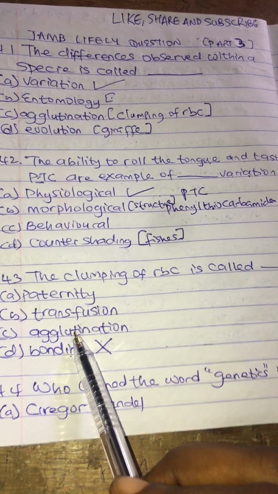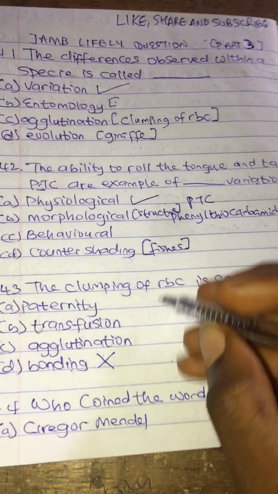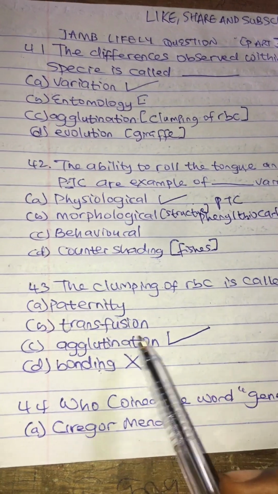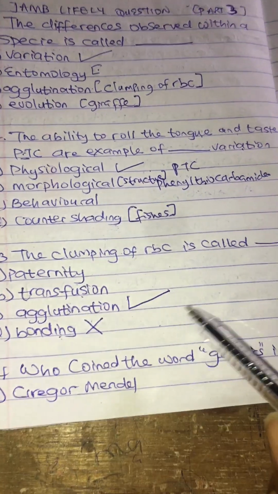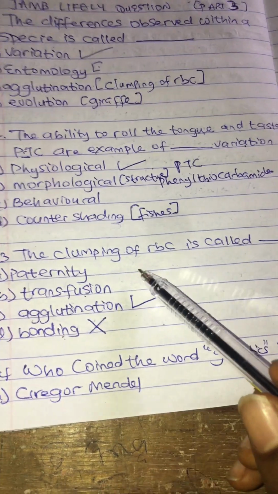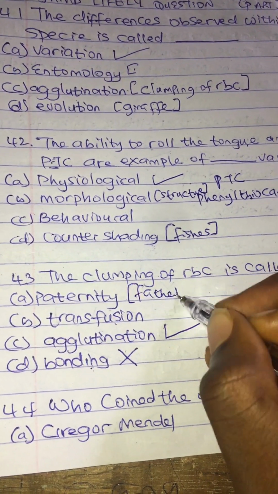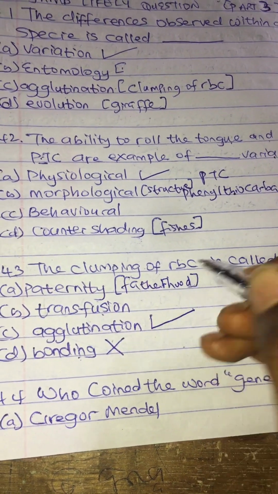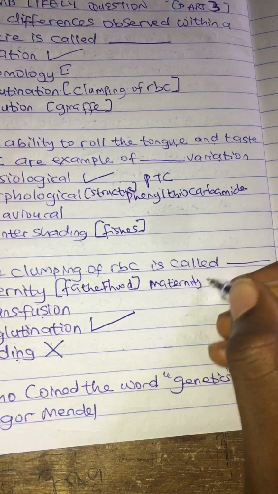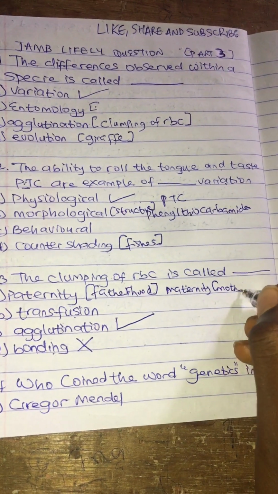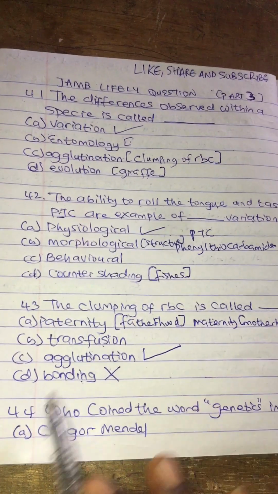While agglutination, I said the other time that agglutination is the clumping of red blood cells. You can now see it. So agglutination is the correct answer. Transfusion is the process of transferring blood from one patient to the other, while paternity means fatherhood, and maternity means motherhood. I hope you understand now.